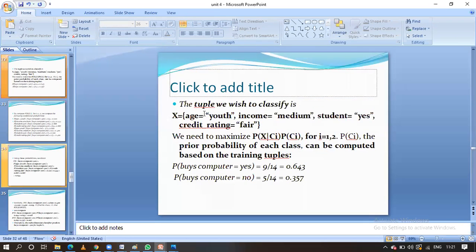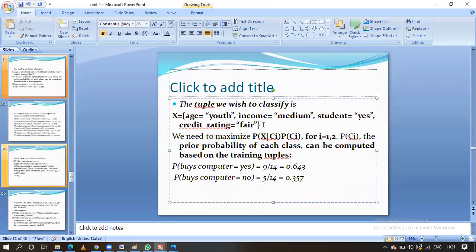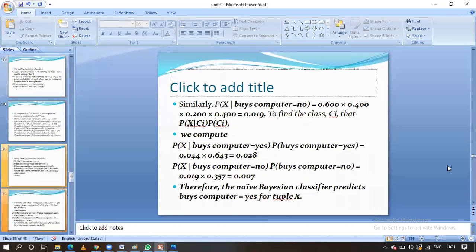This is the input data: age equal to youth, income equal to medium, student equal to yes, and credit card rating equal to fair. What is the prediction we got with the help of the Naive Bayes classifier? For this particular data he is able to buy a computer. Why? Because, guys, we got the higher probability for this one. Buys a computer equal to yes got the higher value, that is 0.028. And for no, how much did we get? 0.007, guys. Based on that information, 0.028 is the maximum value compared with 0.007.